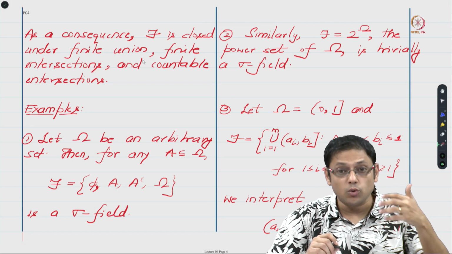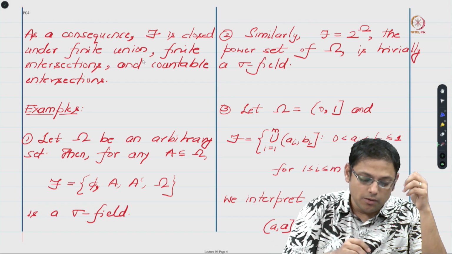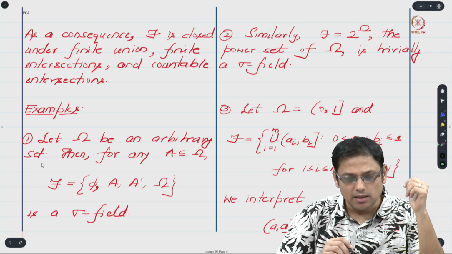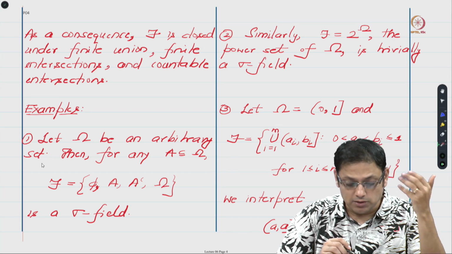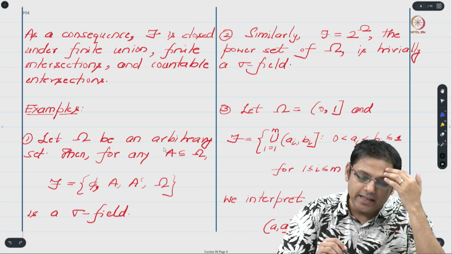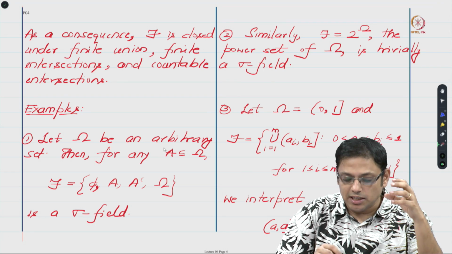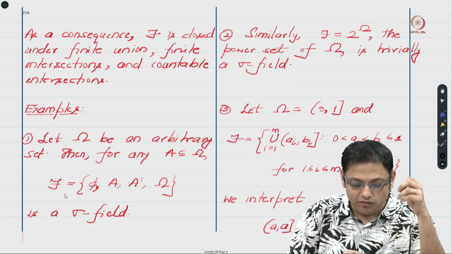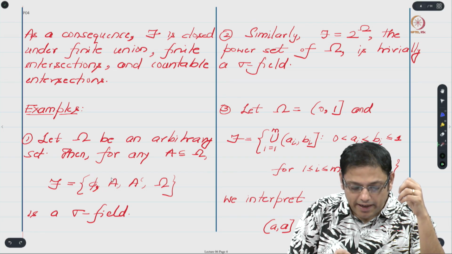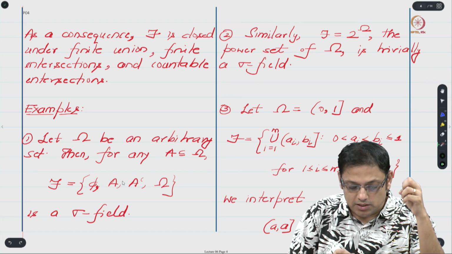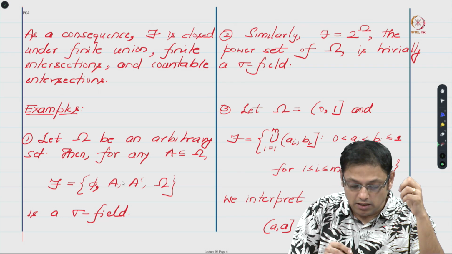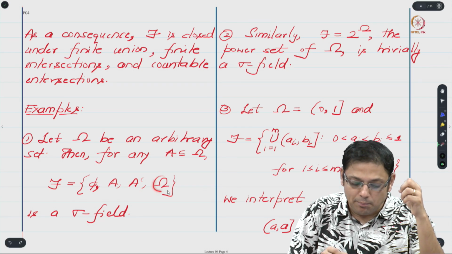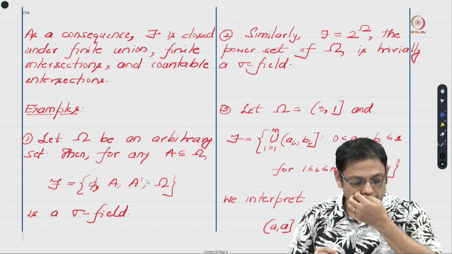Okay, so let us look at a quick example of a sigma field. Let us say omega is some arbitrary set. So this is some sample space that is of interest to you, and let us say A is a subset of omega. Let us look at this collection F consisting of the empty set, A, its complement, which we denote by A to the power C, so you have to interpret this as A complement, and then you have the sample space omega itself.